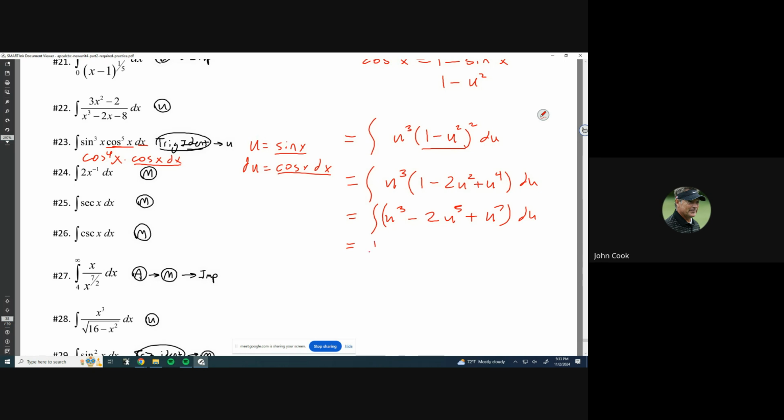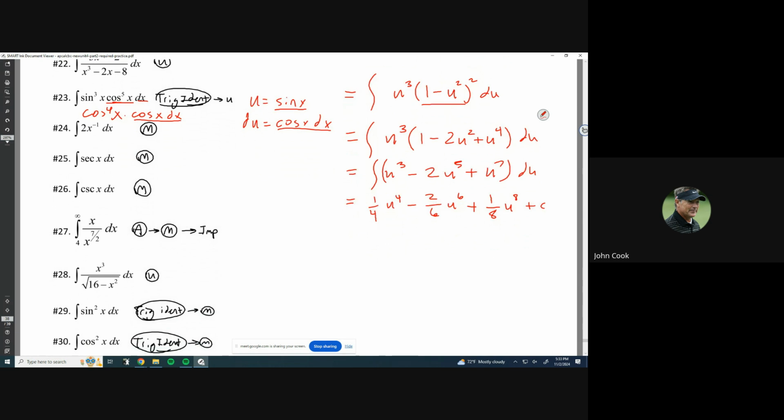So I get 1/4 u to the fourth minus 2/6 u to the sixth, and then 1/8 u to the eighth, and then plus c. Then I'd replace that stuff back in. So I'd replace all the u's with signs: 1/4 sine to the fourth of x minus 1/3 sine to the sixth of x plus 1/8 sine to the eighth of x plus my constant.